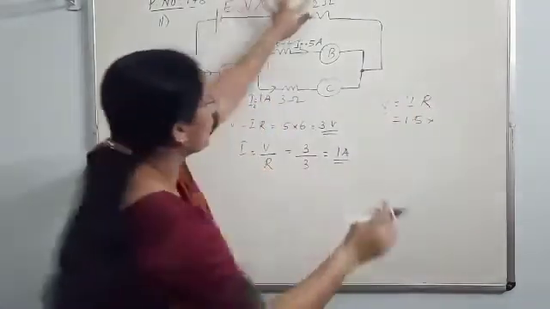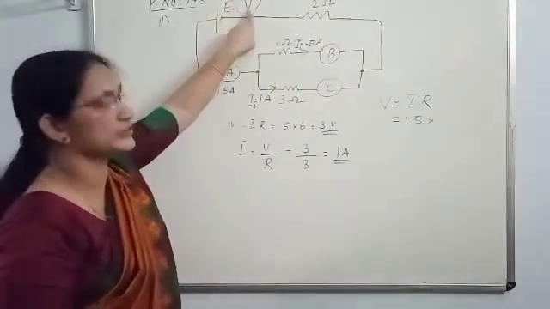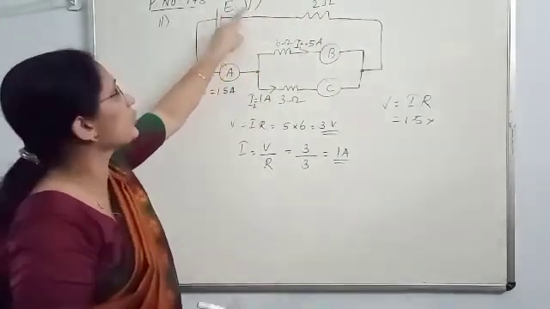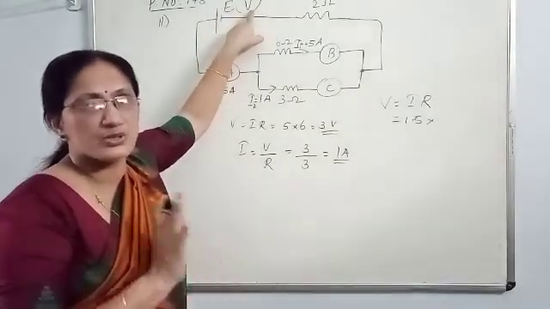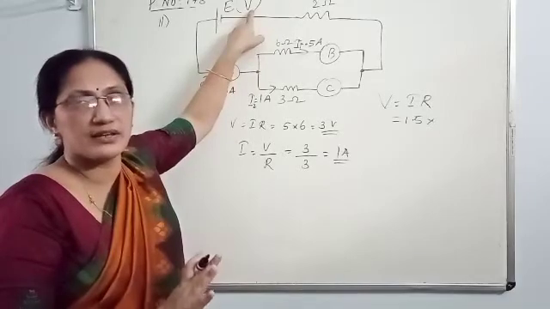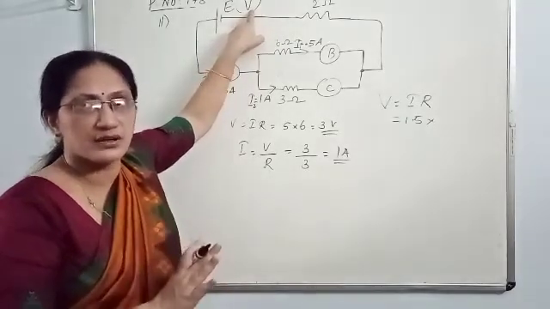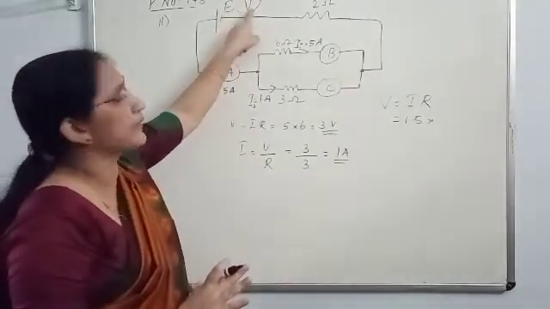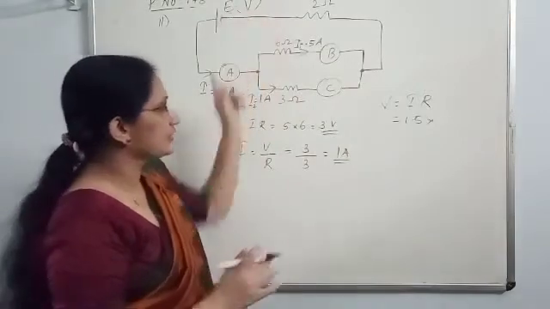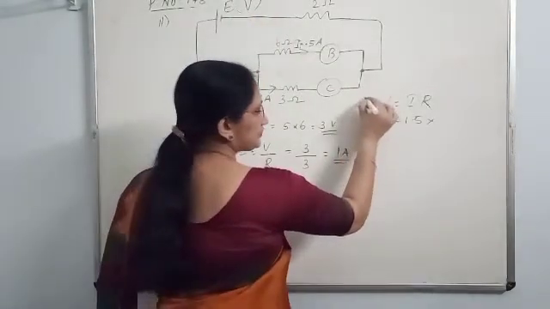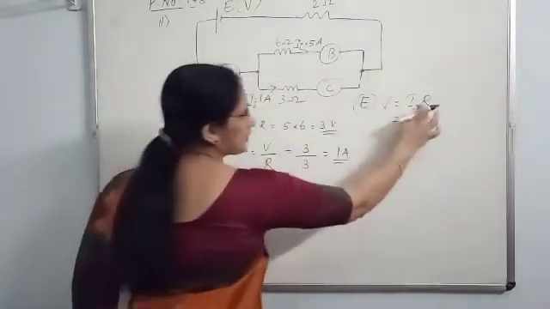R means total resistance. The EMF of the cell or the terminal voltage of the cell are equal since the internal resistance is considered as 0. It is not mentioned in the numerical that the cell has internal resistance. So it is taken as 0. That is why E and capital V are the same. So this V or E is equal to I into R. I means main current, R means total resistance.